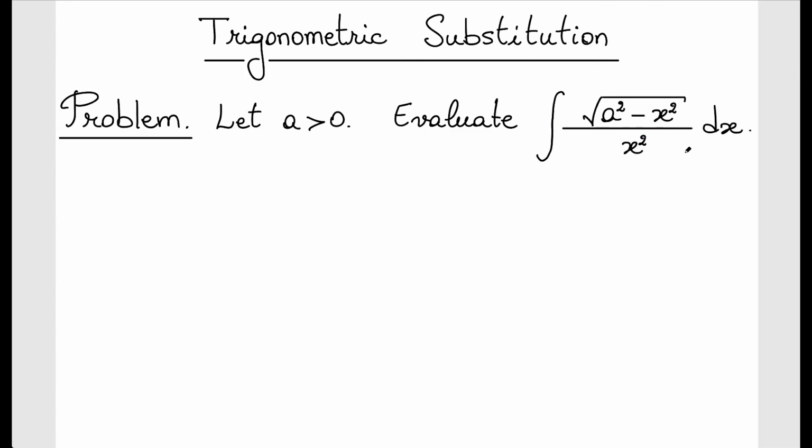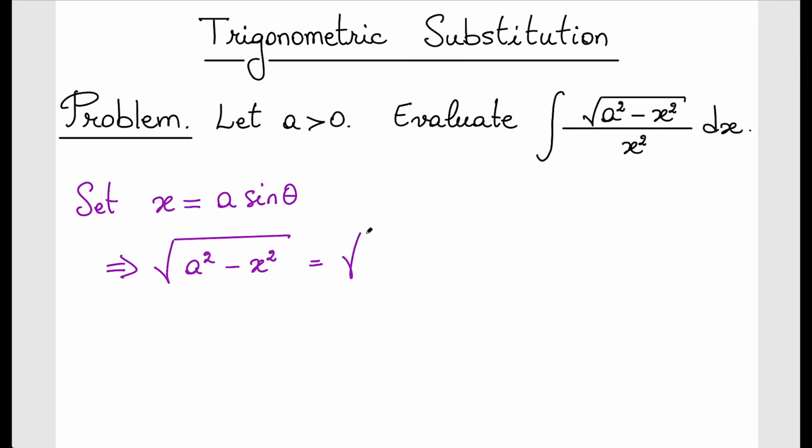So what I'm going to do, I'm going to set x to be a sine theta. Why am I doing this? It's an observation that people have discovered. Let me illustrate it for you. If you set x as such, then what happens to the square root of a squared minus x squared?